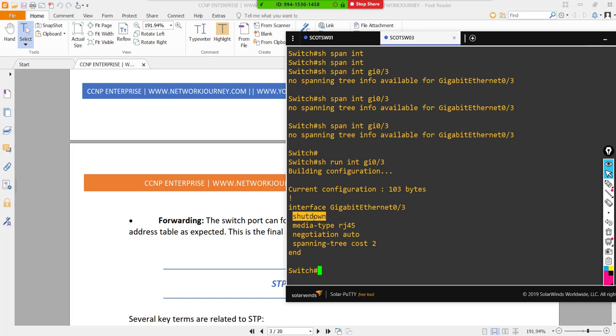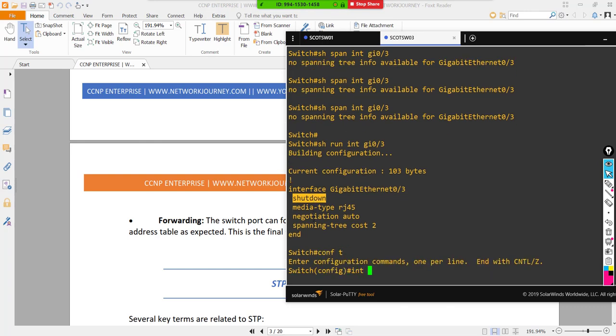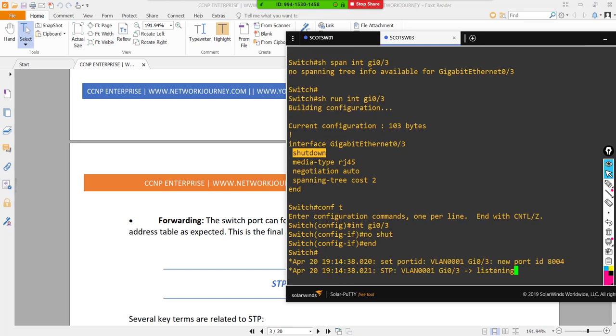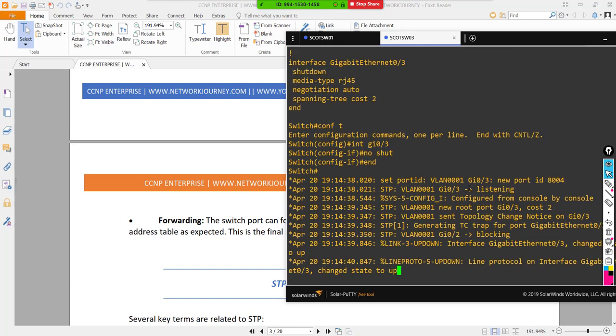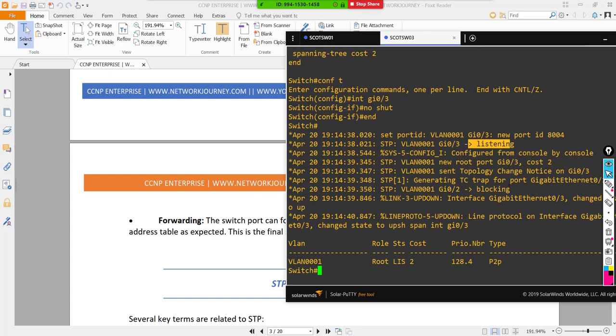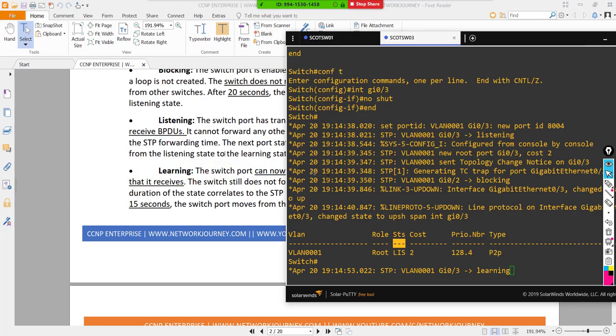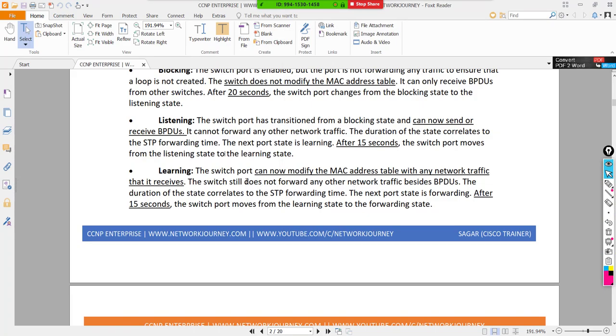Okay, this is shut at this moment. I have to unshut it. Since I have the debugs in place, you can see it started up with listening. In this state, it's going to be for 15 seconds. It's in the listening state. And what happens in the listening state? It will modify the MAC address. The switch still does not forward any network traffic besides BPDUs. Only the BPDU calculations are being sent between 1 and 2. There are no other data packets being sent.